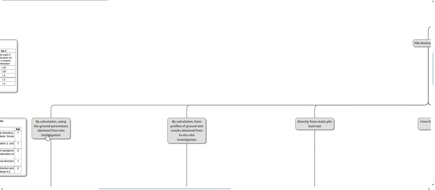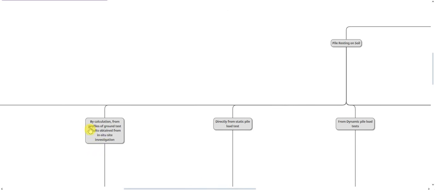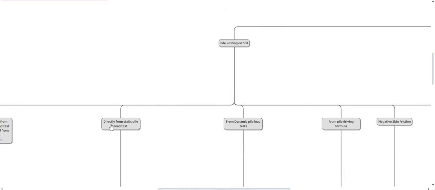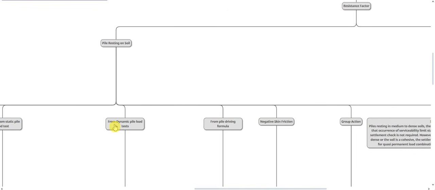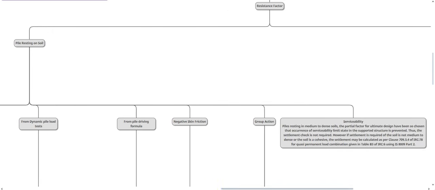Say we have the SPT value, we have the C and phi values, and based on that we calculate the capacity of the pile. Second, by calculation from the profile of ground test results obtained from in situ site investigation, such as the cone penetration test. Third, directly we calculate the capacity from a static pile load test. Next, we can calculate the capacity from a dynamic pile load test. Again, moving on, we can calculate the pile resistance from a pile driving formula.